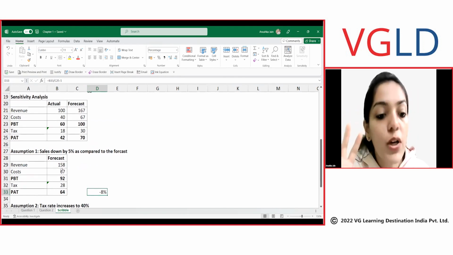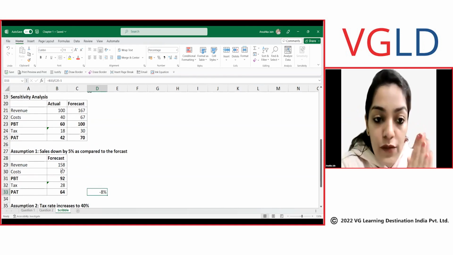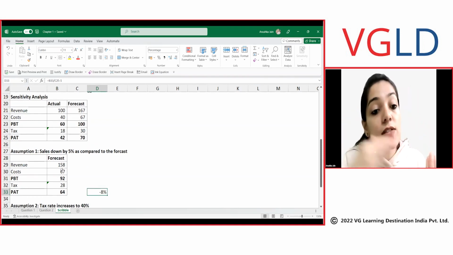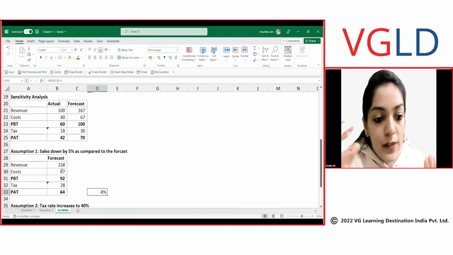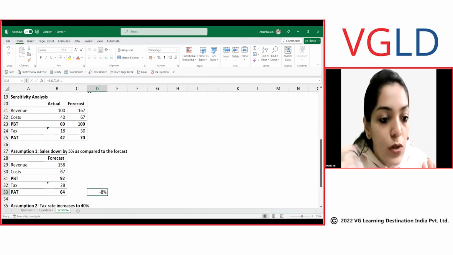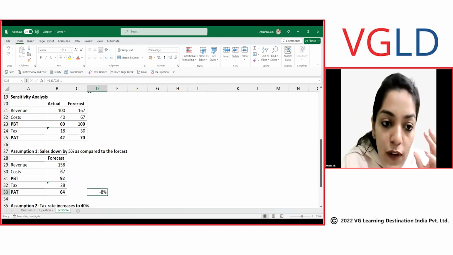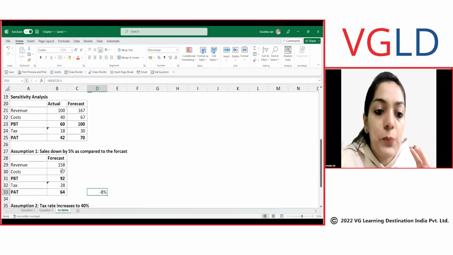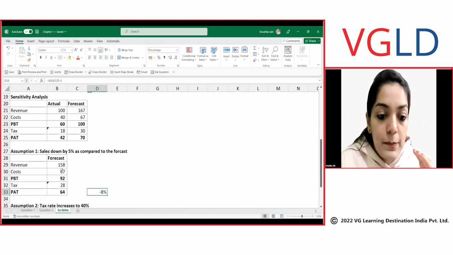Are you clear? Have you understood what sensitivity analysis is? Because of a change in one variable, what is the change in another variable? Because profit is also derived from sales, costs, taxes, right? So if one of the variables is changing, what is its impact on profit in our example? Is it clear, everyone?